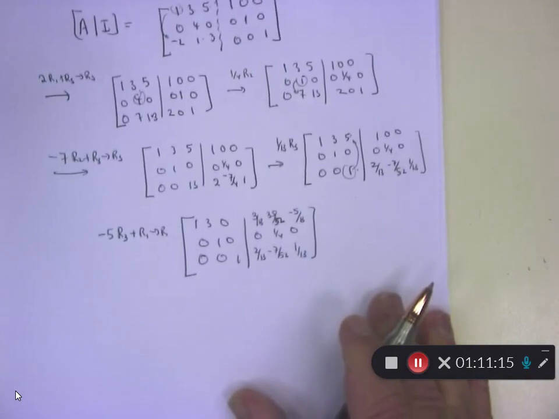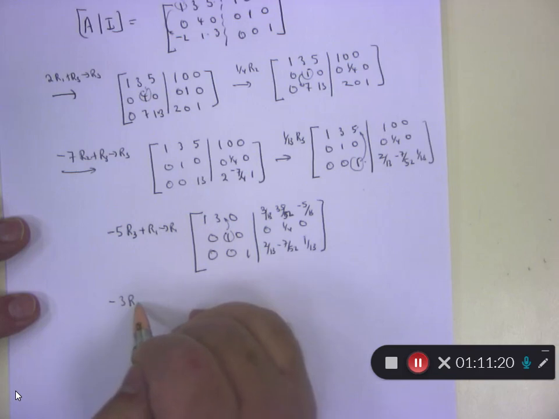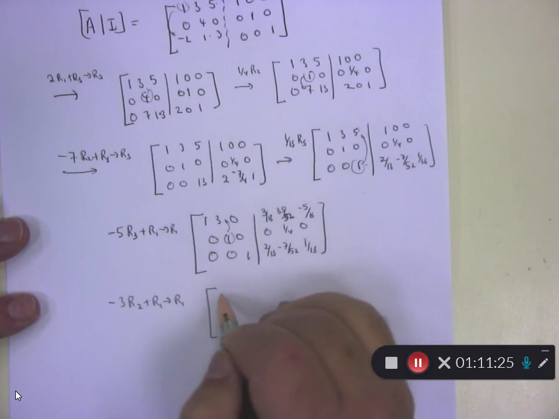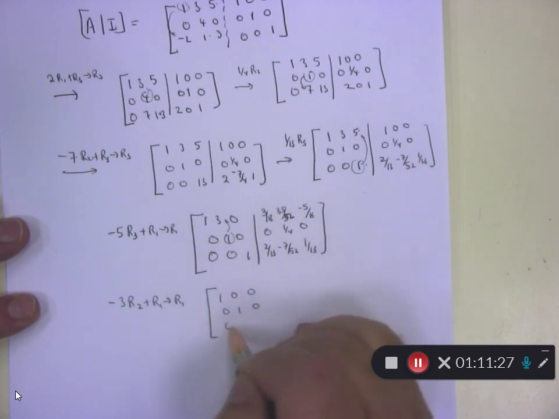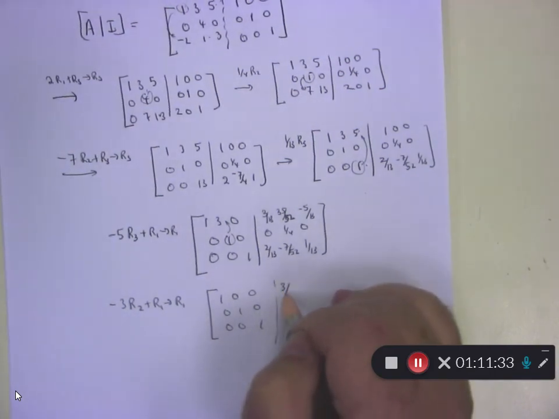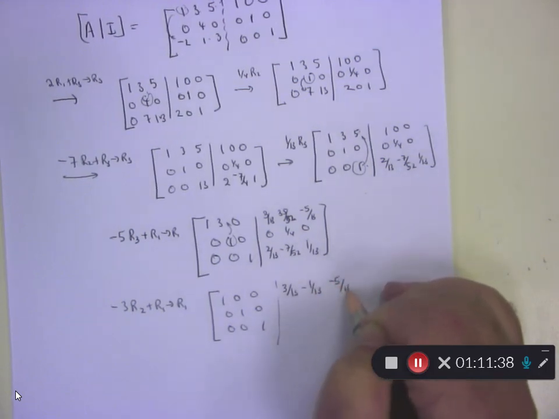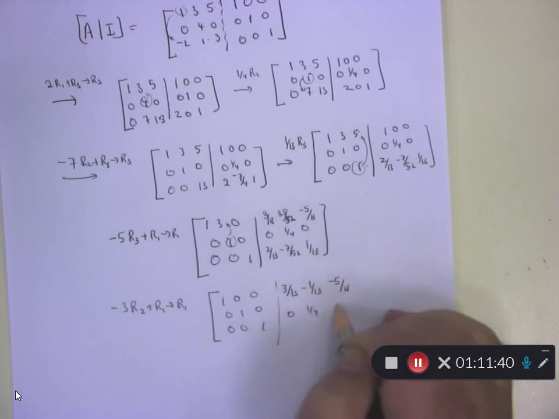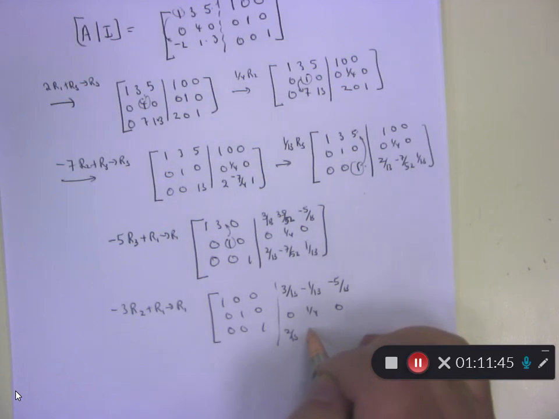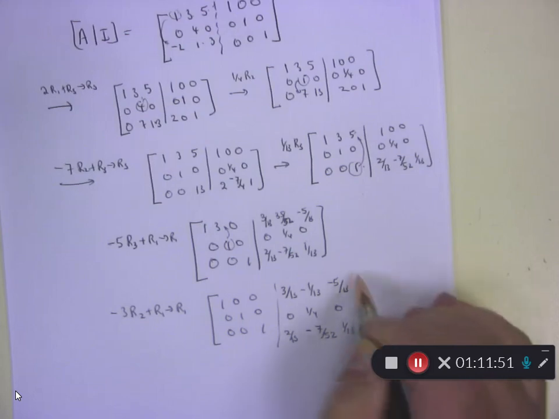And then I've got one more move to make. What's my last move? Sweep up: negative 3 times row 2, add it to row 1, replace row 1. I get 1, 0, 0, 0, 1, 0, 0, 0, 1, augmented with, here it comes, 3/13, negative 1/13, negative 5/13, 0, 1/4, 0, 2/13, negative 7/52, and 1/13.